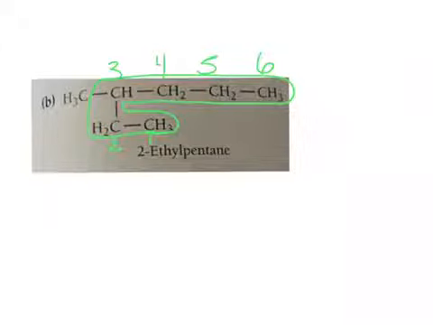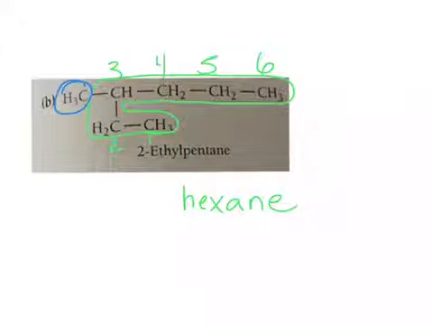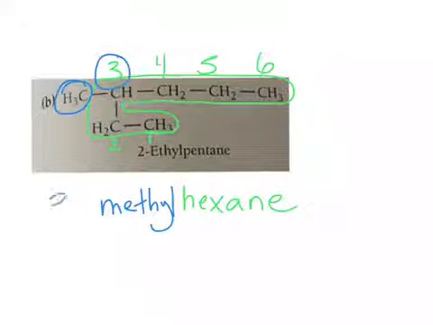So for this alkane, we're looking at a 6 carbon chain, which makes this a hexane rather than a pentane. And then this becomes the alkyl group that comes off of that. And the alkyl group for H3C is methyl, and that's coming off of carbon 3. So the actual name for this compound is 3-methylhexane.